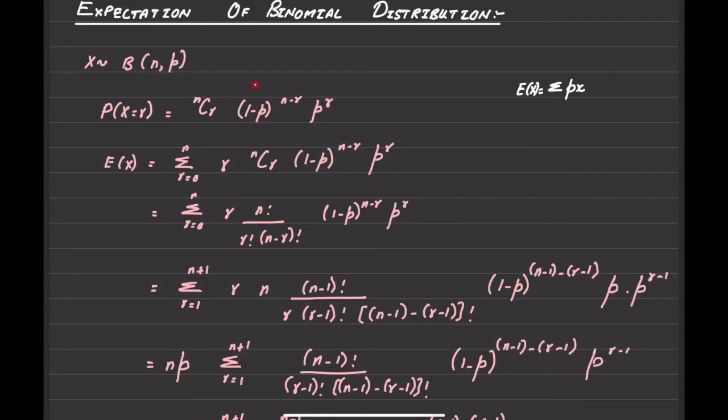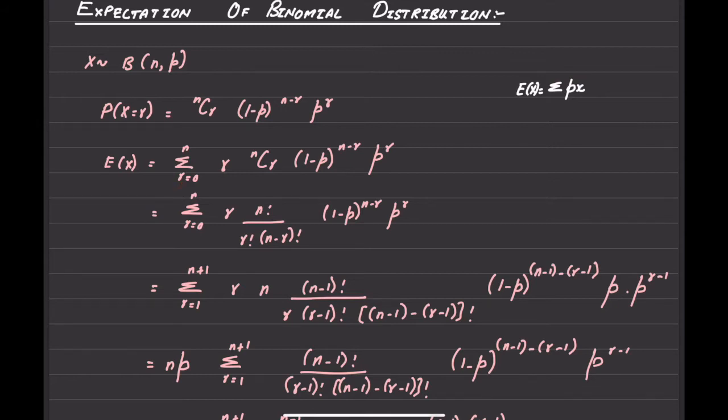Okay guys, so here we're going to derive the formula for the expectation of a binomial distribution. If x follows a binomial distribution with n as the total number of trials and p being the probability of success, then the probability of x equal to r is nCr (1 minus p) to the power n minus r and p to the power r. And if we recall, the formula for expectation is the summation of probability times the random variable.